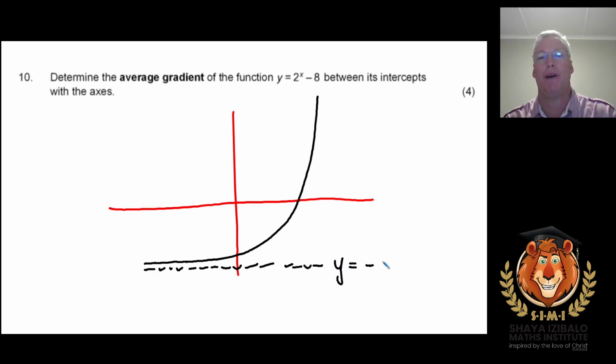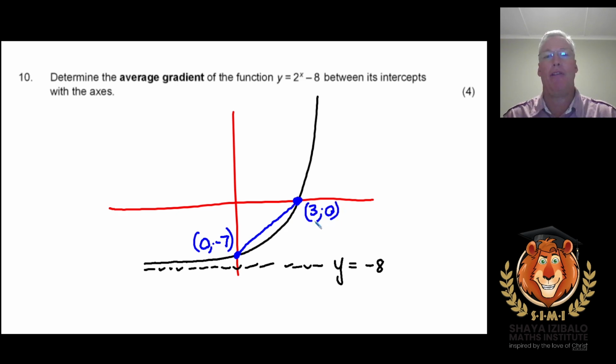And we're being asked to find the average gradient of the function between its intercepts. In other words, between these 2 points. Obviously we find this point by letting x be 0, and in fact we get (0, negative 7). And we find this point by letting y be 0, and we get (3, 0). The average gradient is the gradient of that blue line, and the function has risen 7 and run across 3. So there's our answer for the average gradient.